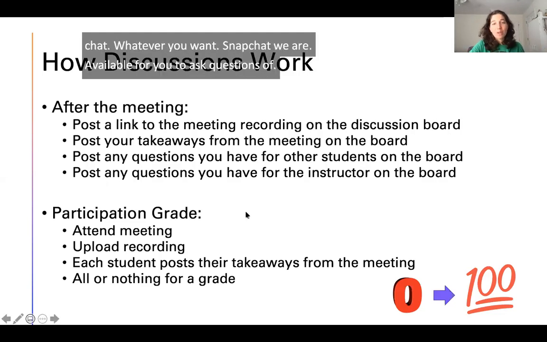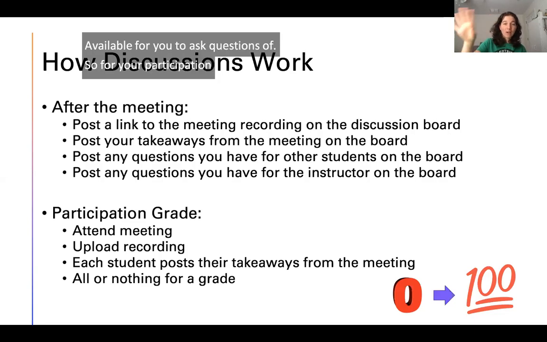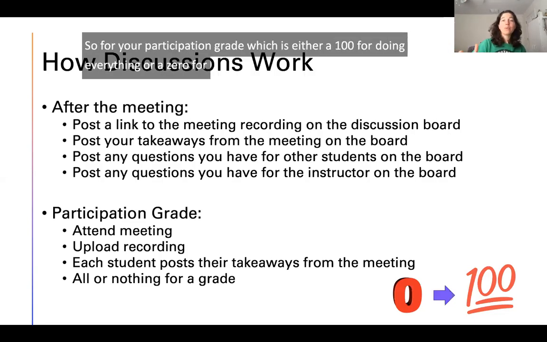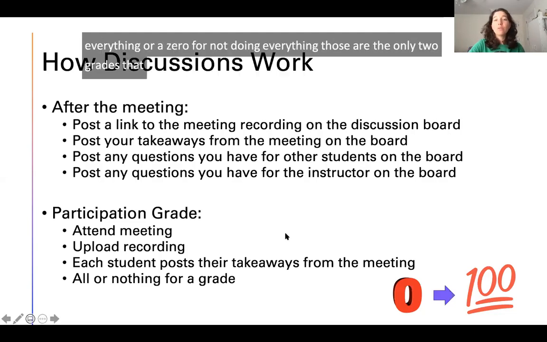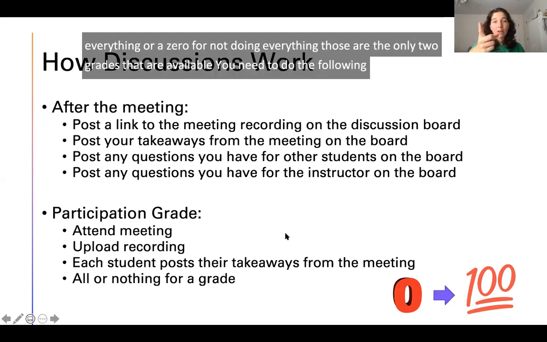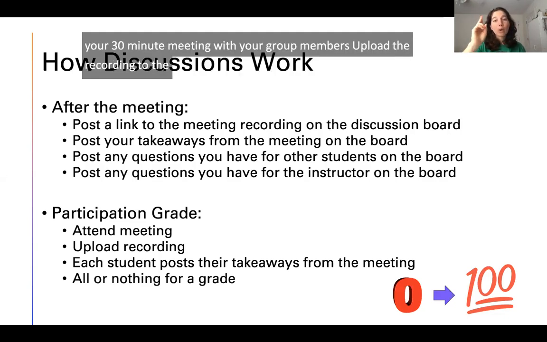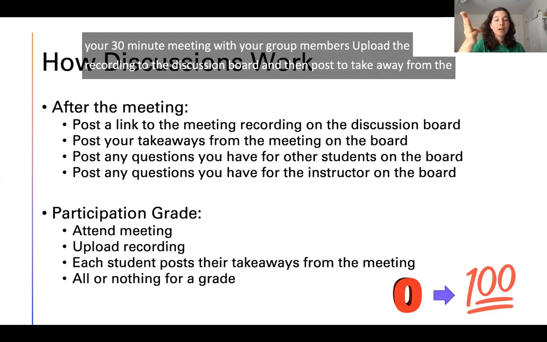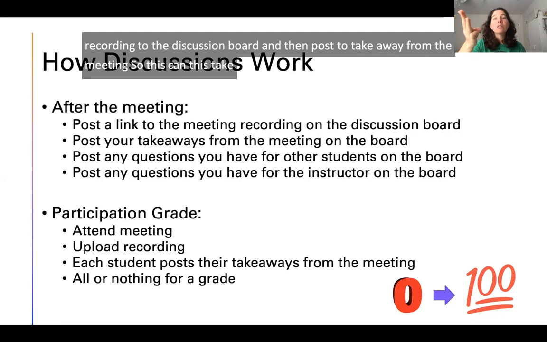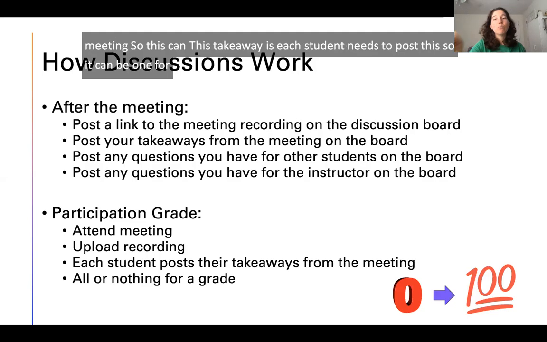So for your participation grade, which is either a 100% for doing everything or a 0 for not doing everything, those are the only 2 grades that are available, you need to do the following things. Attend your 30-minute meeting with your group members, upload the recording to the discussion board, and then post a takeaway from the meeting. So this takeaway is each student needs to post this. So it can't be one for the entire group. Each student needs to post one.